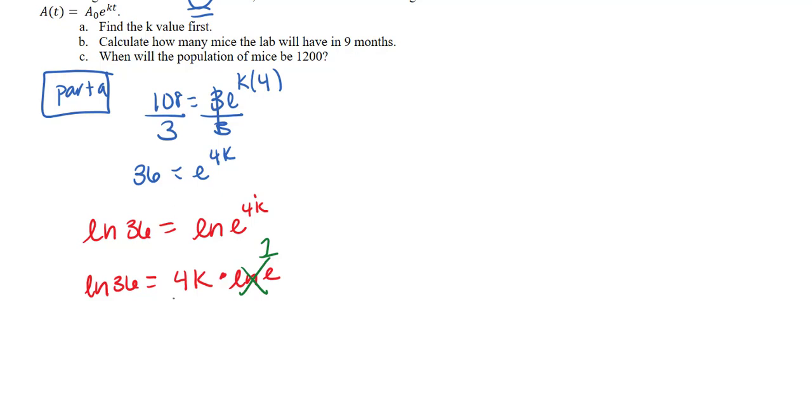So what do we do to that side? We just go ahead and divide by 4 on both sides, and we get our k value. So this is our k value. And we can look at that, what's that decimal number? So let's get our calculators out.